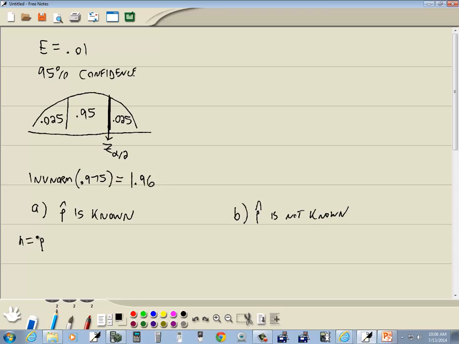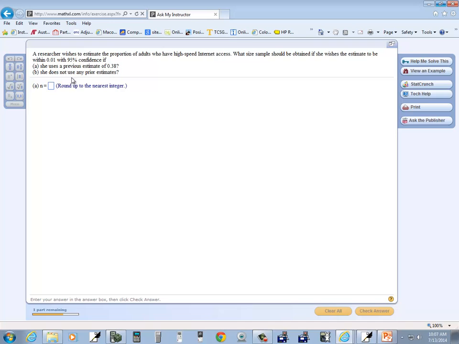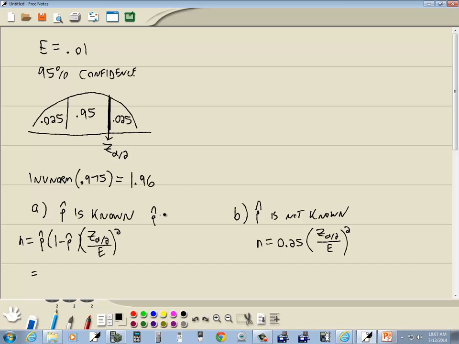So n is equal to p hat times 1 minus p hat, times our critical value, divided by E squared. And while I'm at it, let me go ahead and write down this formula. When p hat's not known, we have 0.25 times our critical value divided by E squared. Okay, on this one, we said p hat is known, if I didn't write it down. Previous estimate 0.38. So they're telling us p hat is equal to 0.38. So I'm going to have 0.38 times 1 minus 0.38. Z up here we said was 1.96. And then this is 0.01 and then squared.